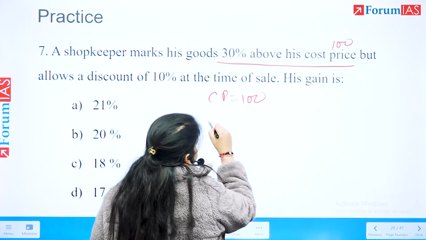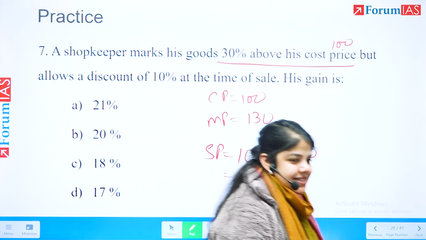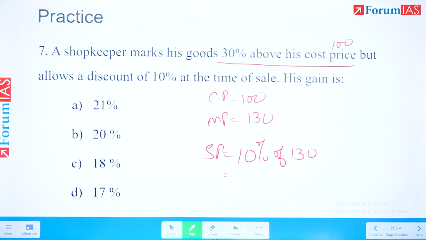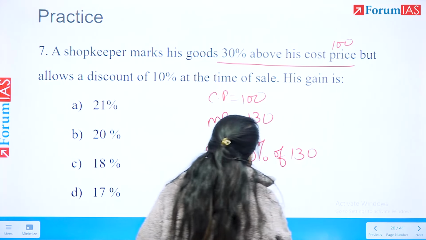10% less, not 10% of 130, right? So what is the selling price? 130 minus 13 is the selling price. His gain is, so this is the cost price, and this is the final selling price. You just have to calculate the percentage gain.